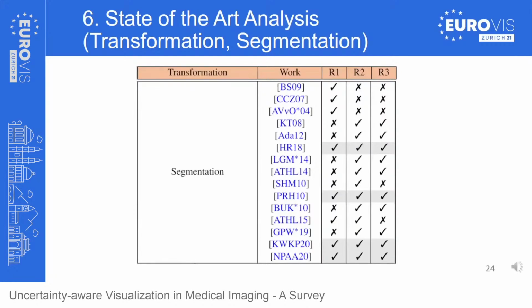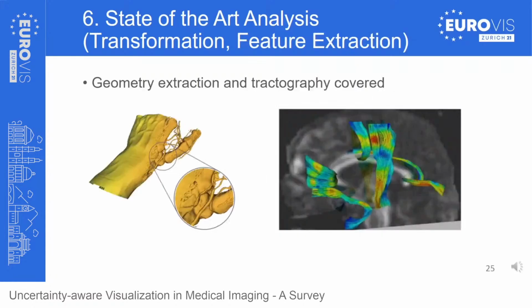To summarize this, we determined a variety of uncertainty-aware segmentation approaches in medical imaging. Unfortunately, only around a third are able to fulfill all the requirements we defined in our state-of-the-art analysis. Here we identified that the increasing use of machine learning, especially using Bayesian decision theory, may improve the statistics in the upcoming years.